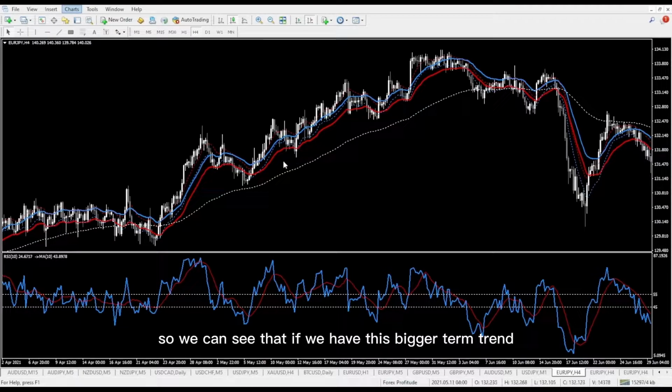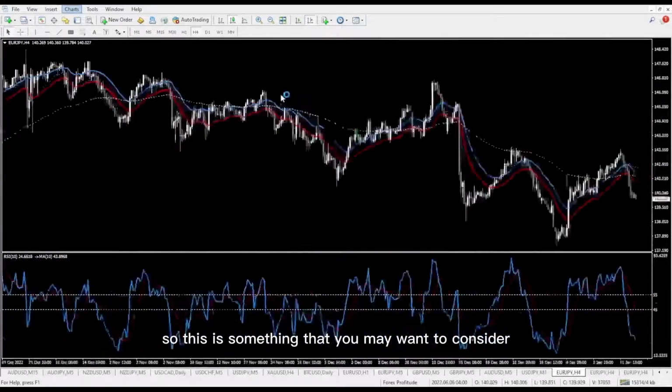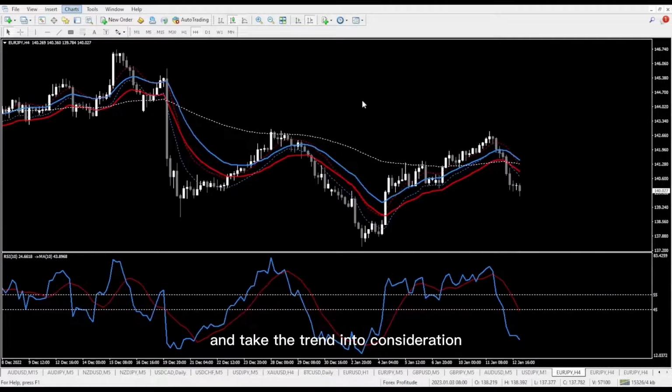So we can see that if we have this bigger term trend, we are finding that the market does tend to move generally more in that trending direction. So this is something that you may want to consider. Throw on a 100 EMA and take the trend into consideration when you are placing a trade. Again, you're going to find that the market does move in the trending direction when the trend is fairly strong.